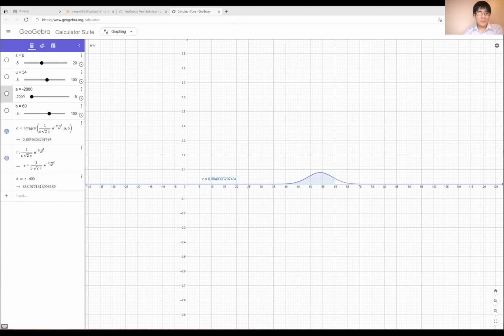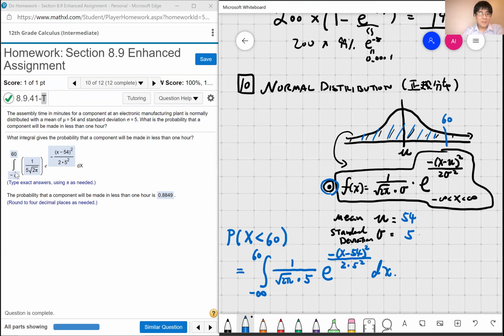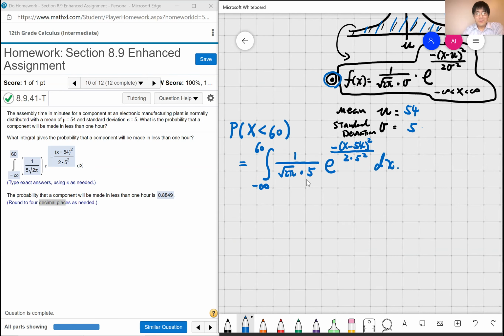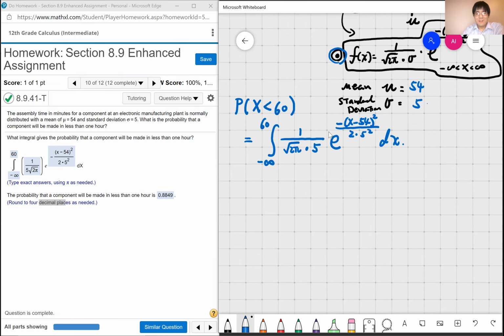So let's go back to the problem. You just type in the function and the range of the integral, and the answer rounded to 4 decimal places is 0.8849. So you just write this down and use a calculator to find it. It's going to be 0.8849.